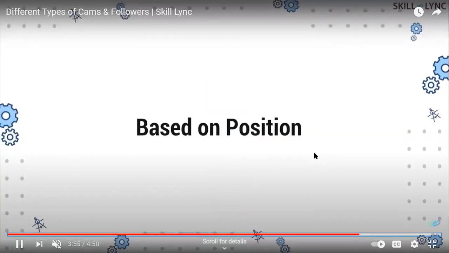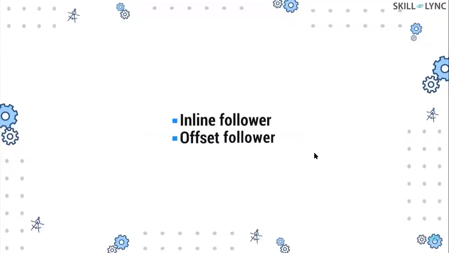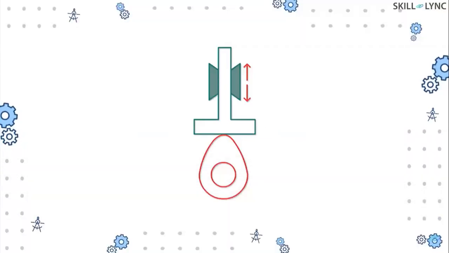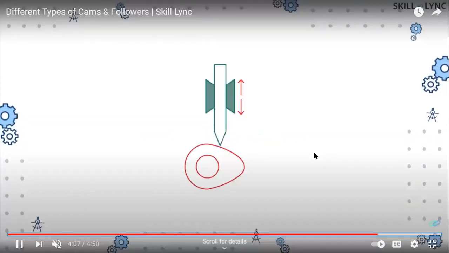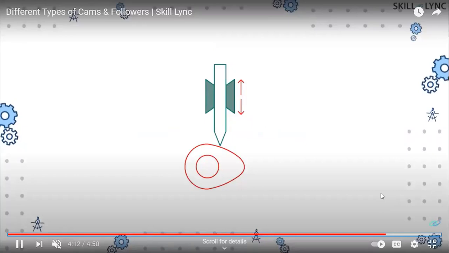Based on the position also, we can take it as two types, that is the inclined follower and the offset follower. That is the inclination with the axis of the cam. And next one is the offset follower, which is far different from the axis of the cam. So this is different from the axis of the cam.